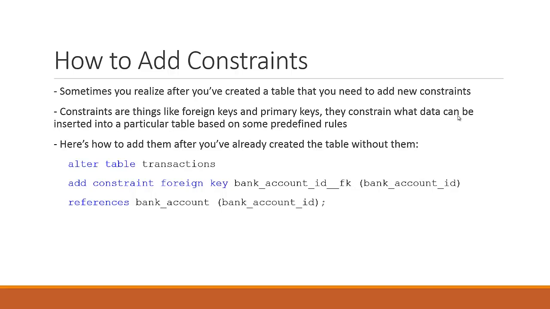So here's how to add these constraints after you've already created the table without those constraints. For this example, we're going to be adding a foreign key constraint. So we're going to say alter table, give it the table name, which is transactions. We're going to add constraint foreign key. Okay, so we're actually going to say foreign key because that's the type of constraint that we're using.